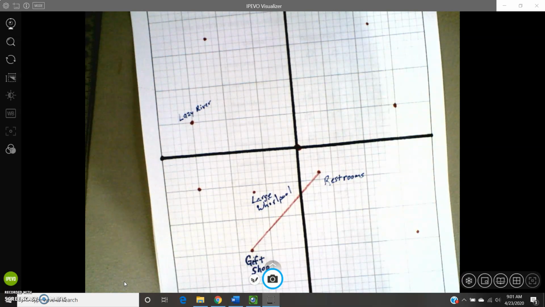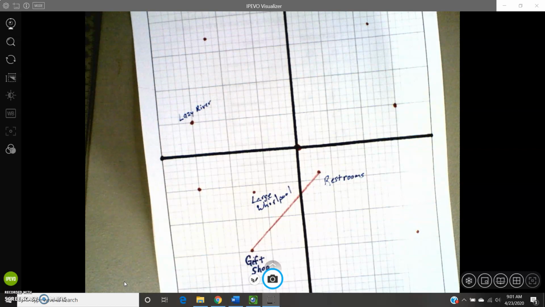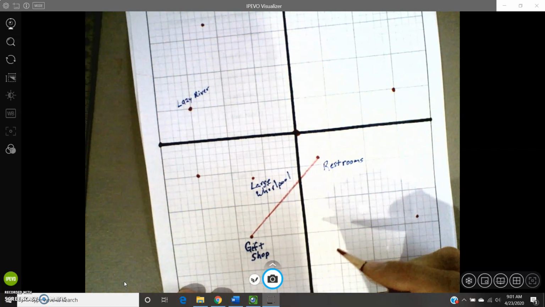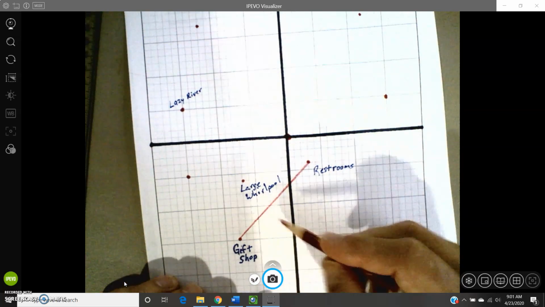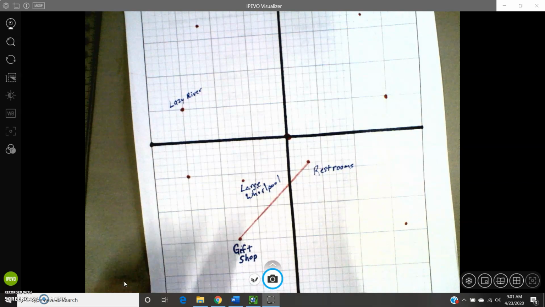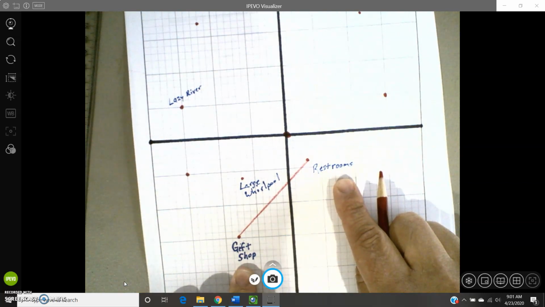Hello, today we are going to be talking about slope in terms of your water park project. All right, so I'm going to find the slope first using rise over run. We have our graph, so it'll be very easy to calculate slope in this way, rise over run. You can use this method if you'd like. I'm going to find the slope between the gift shop and the restroom.